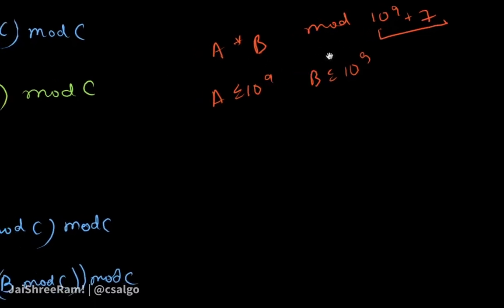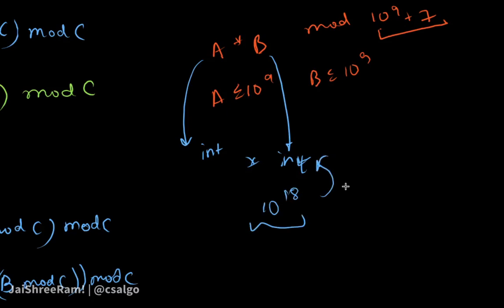Now when you would need to calculate something like this, if you did not have the modulo in the problem, and you try to save a in an integer and b in an integer, and then multiply those two values, the answer could be of order 10 to the power 18, right? And that can easily overflow an integer. So we will have these overflow problems in computation of numbers.